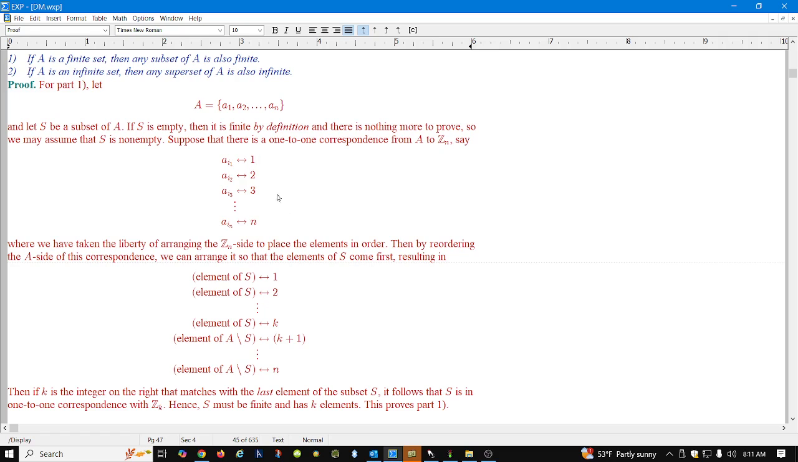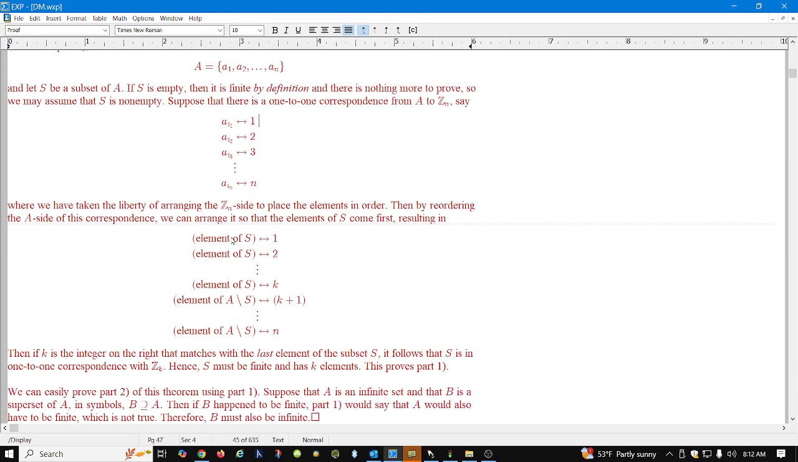Anyway, the elements on the right side here, on the Z_n side, are in order. If they weren't in order for a particular correspondence, I rearrange it. And then I don't have to change the left side, because the double subscripting notation still works. Now we can reorder the A side, the left side here, so that the elements of the subset S come first. And I don't care in what order they come.